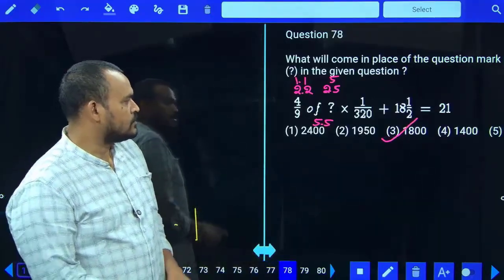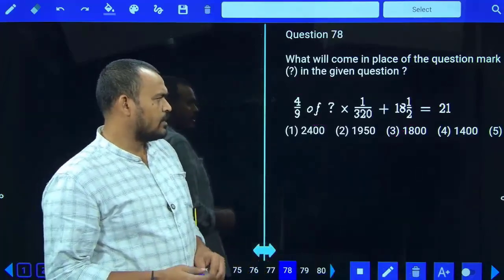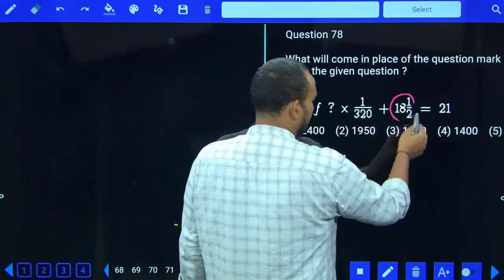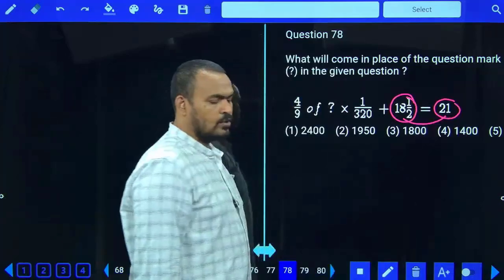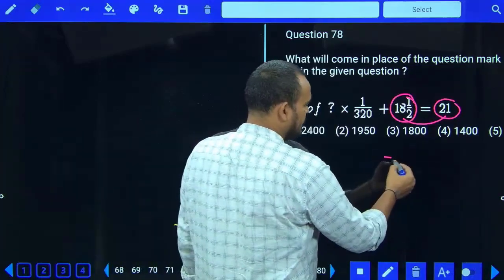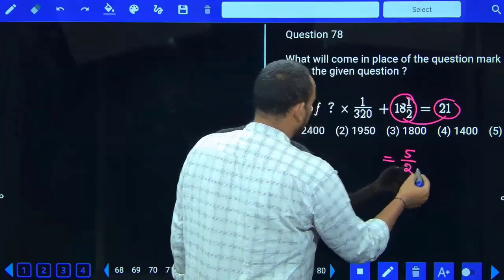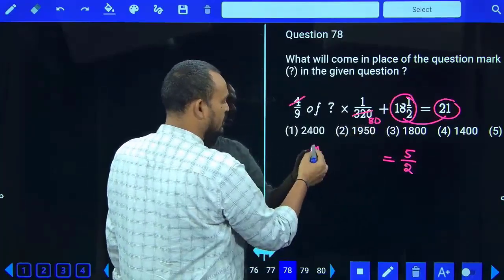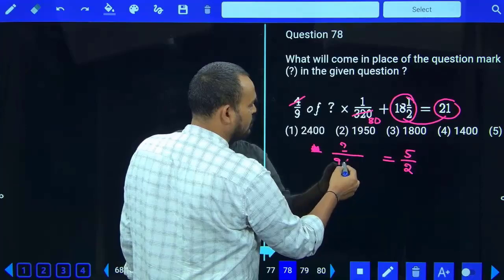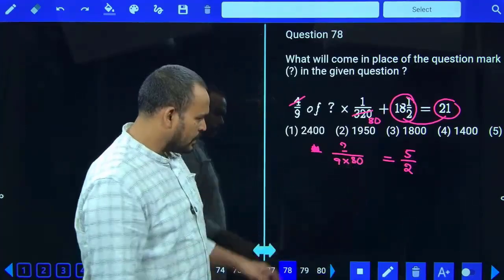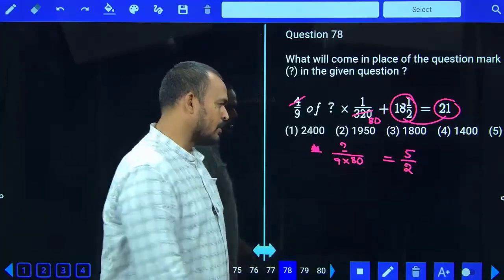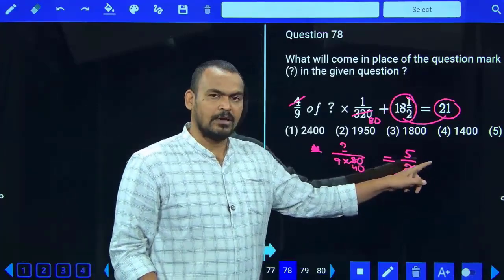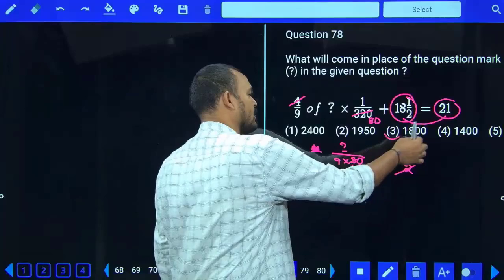Next question number 78. 4 by 9 of something multiplied by 1 by 320 plus 18 and half is equal to 21. First priority 18 and half and 21. What is the difference value? 2 and half. 2 and half means 5 by 2 on the right hand side. What is the left hand side value? 4 by 9. 4 how many times here? 80 times. Something by 9 into 80 is equal to how much? 5 by 2. First 2 how many times? 14. 9 into 40, 360 multiplied by 5. 360 multiplied by 5 means we are getting 1800.